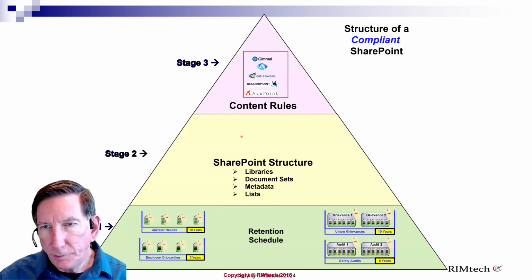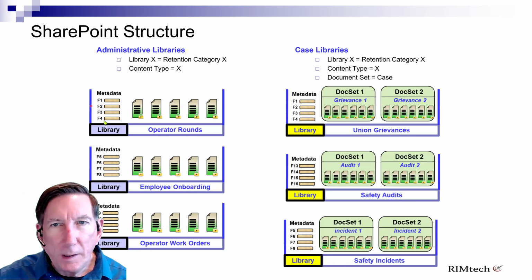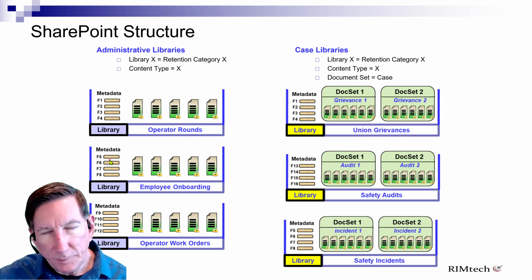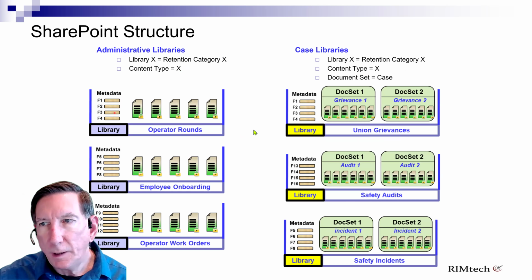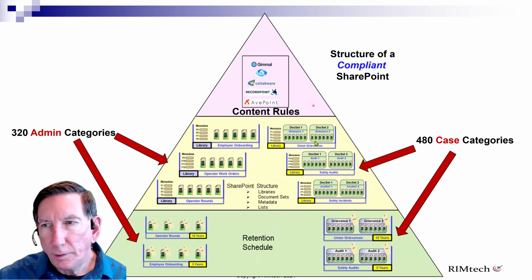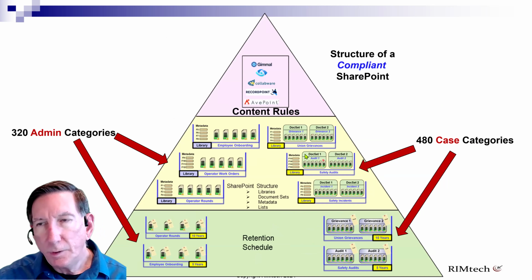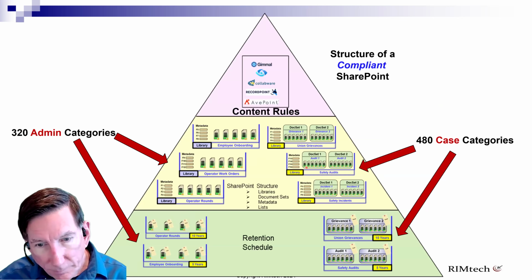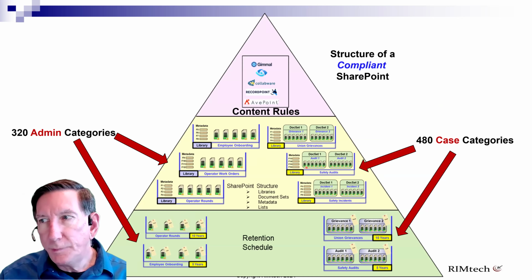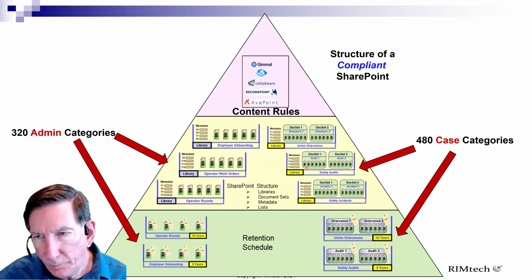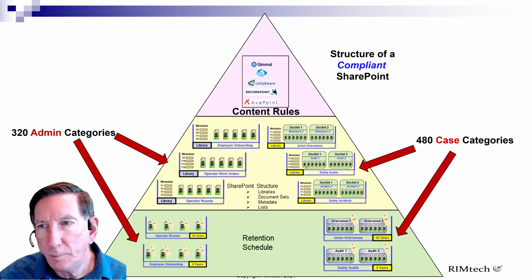The middle layer, SharePoint, adds metadata. So now we have metadata for each of these 800 libraries. And the metadata for each library is uniquely different from the other 799. Of those libraries, 480 on the right are subdivided into document sets. A document set is a case. One of the columns is the end date. How convenient is that? Simple, straightforward, everything together in one place.